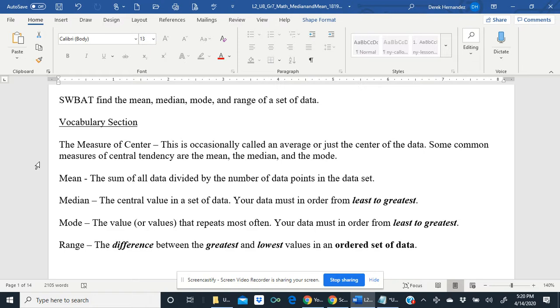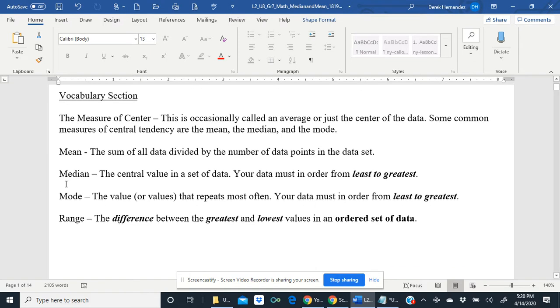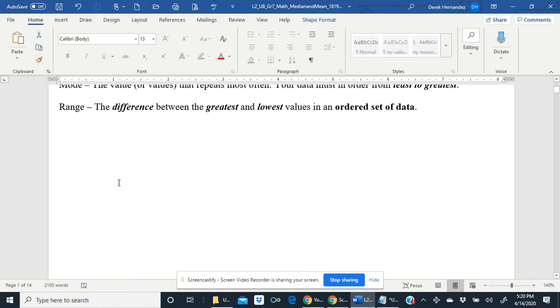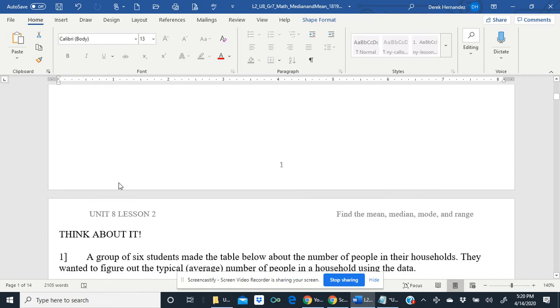Median, the central value in a set of data. Your data must be in order from least to greatest. Mode, the value or values that repeats most often. Your data must be in order from least to greatest. And the range, the difference between the greatest and the lowest values in an ordered set of data. So now that you have those vocabulary terms in your mind, let's go right to the think about it.